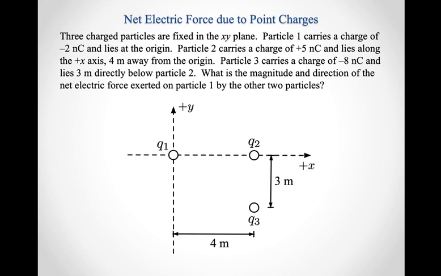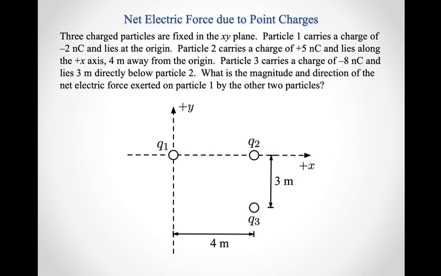So we've got three charged particles that are fixed in the xy plane. Particle 1 carries a charge of -2 nanocoulombs and lies at the origin. Particle 2 carries a charge of +5 nanocoulombs and lies along the positive x-axis 4 meters away from the origin. Particle 3 carries a charge of -8 nanocoulombs and lies 3 meters directly below particle 2. What is the magnitude and direction of the net electric force exerted on particle 1 by the other two particles?